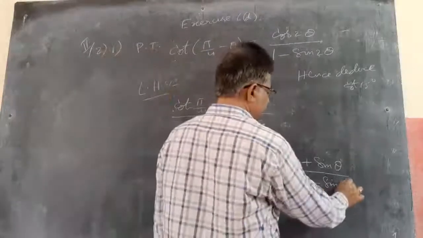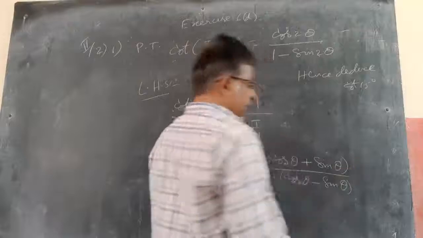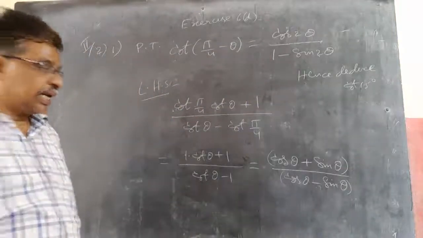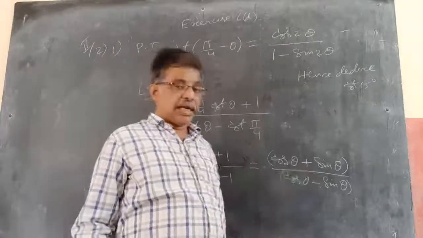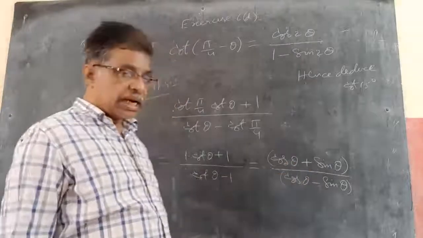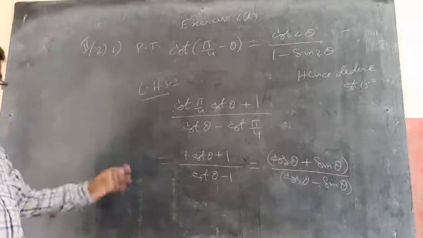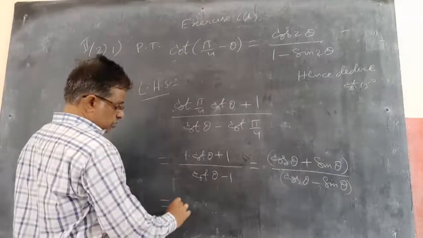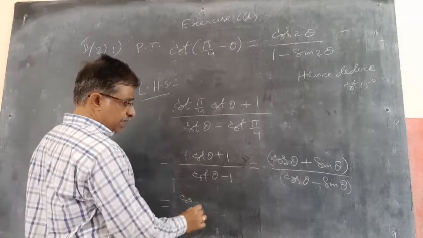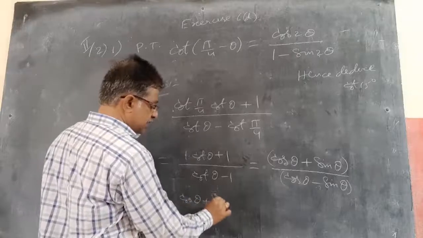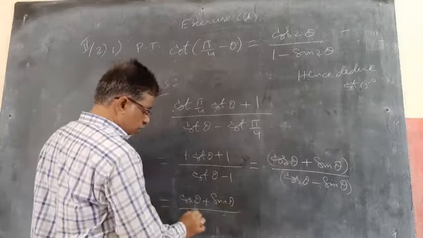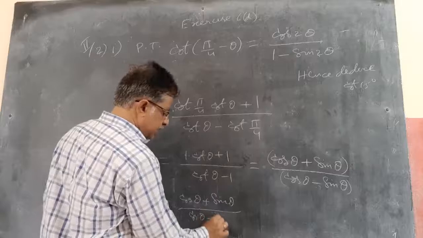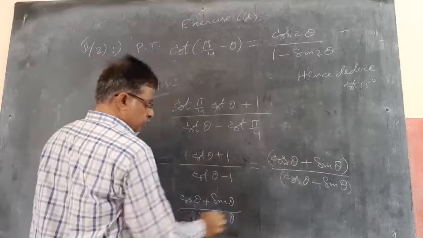Now, if I rationalize, I am multiplying both numerator and denominator with cos theta plus sin theta or cos theta minus sin theta. So I want to multiply with cos theta minus sin theta. So cos theta plus sin theta by cos theta minus sin theta, we got already.